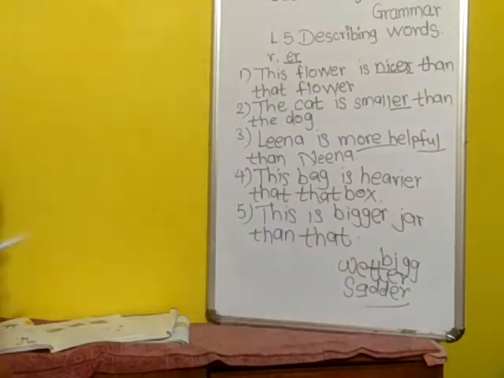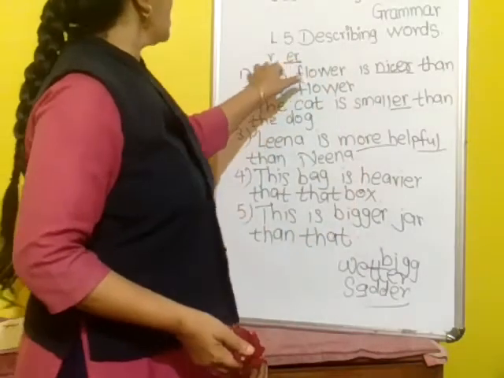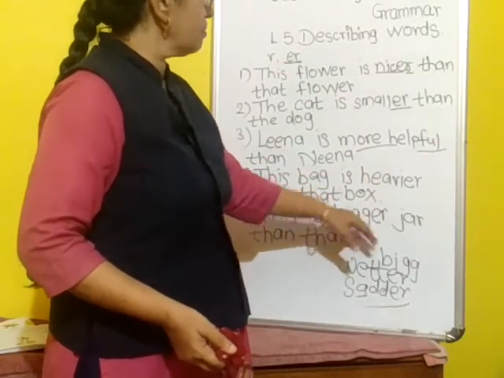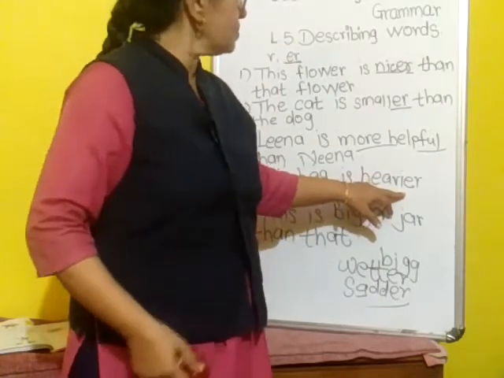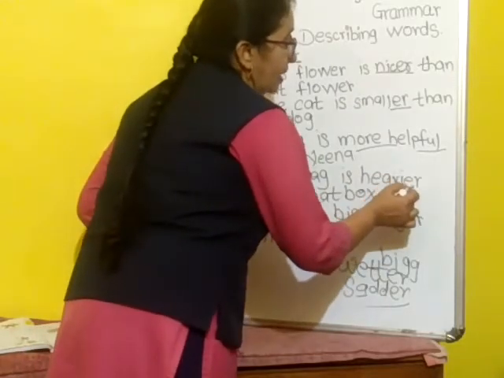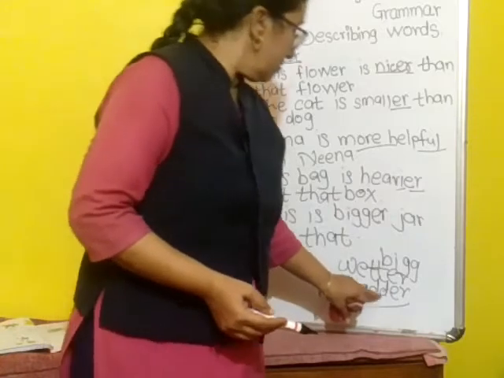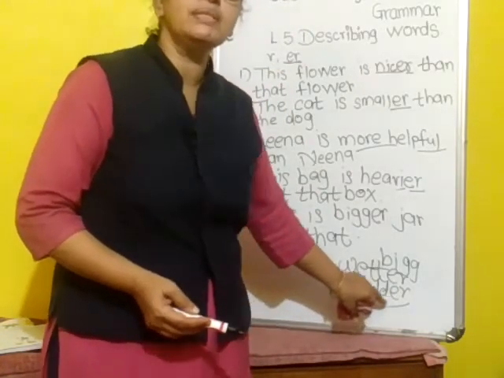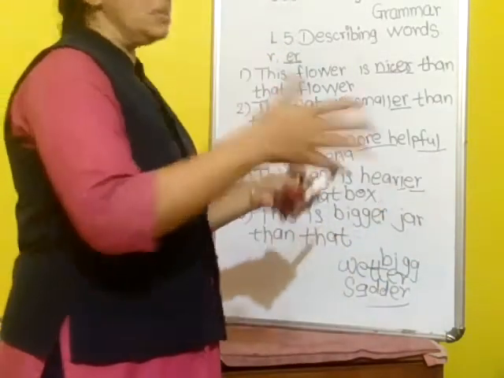This is about all the rules. I explained in detail how we can add r, er, and how we can double the letter while adding er. Whenever the word ends with y, instead of that y we should write i and then add er. And if the word ends with a vowel before the last letter, you should double the last letter. Understood? In this way we can compare the describing words.